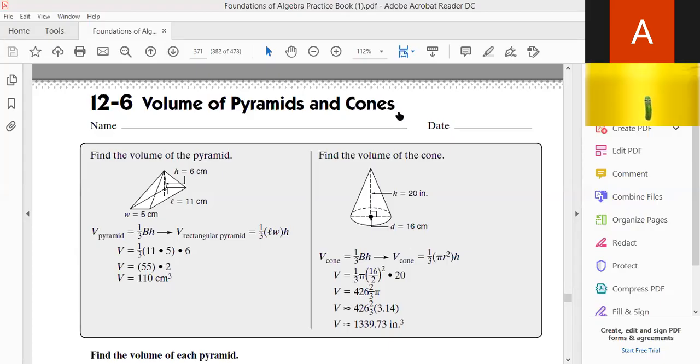Our lesson for today is 12.6, volume of pyramids and cones. Yesterday we studied how to calculate the volume of a pyramid. Today we'll study how to calculate the volume of a cone. It's page number 371. Before starting this, I want to ask one thing.